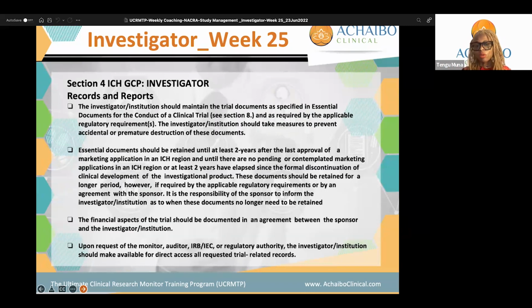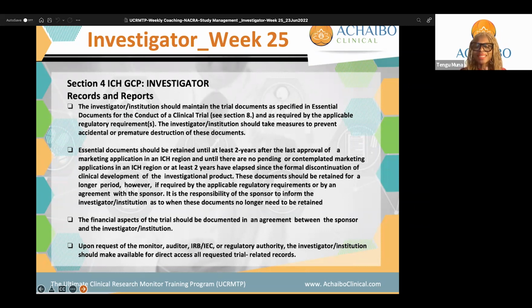You want to maintain all the essential documents, right? There are requirements for maintaining essential documents per the country that you're in. Generally, per the ICH GCPs, they should be retained until at least 2 years after the last approval of a marketing application in an ICH region, and there are no pending or contemplated marketing applications. At least 2 years have elapsed since the formal discontinuation of clinical development of the investigational product. That's a mouthful. The key here is 2 years, 2 years, 2 years.